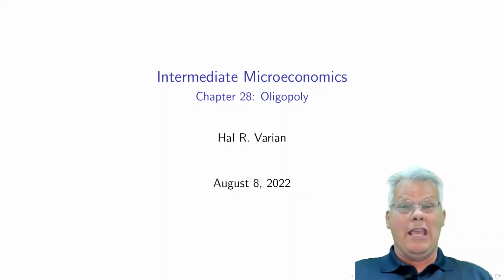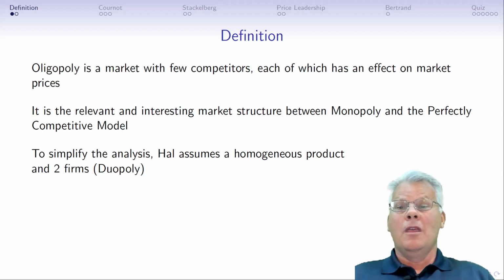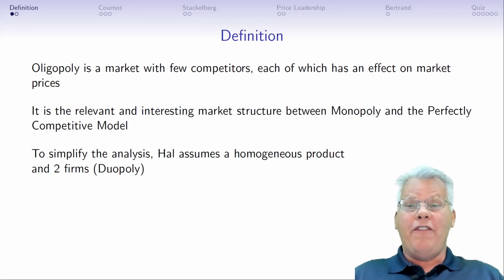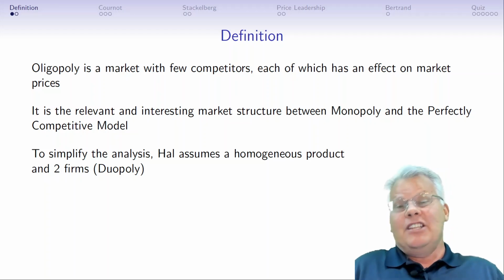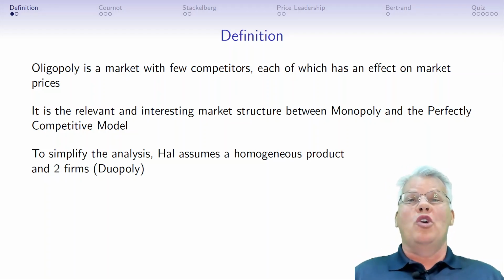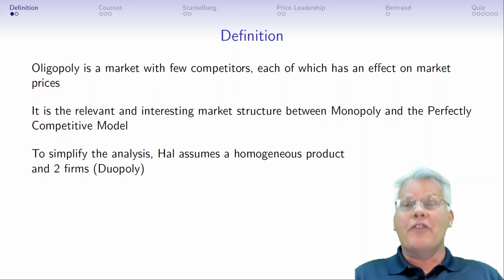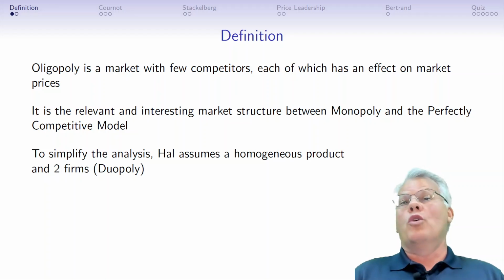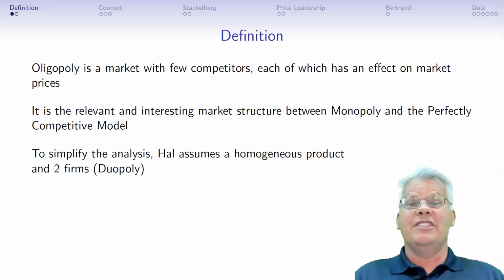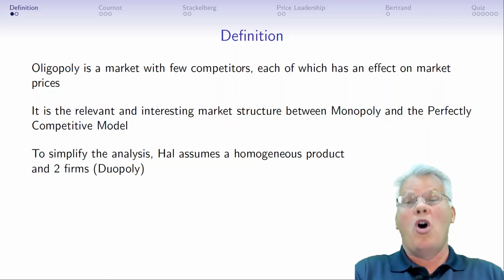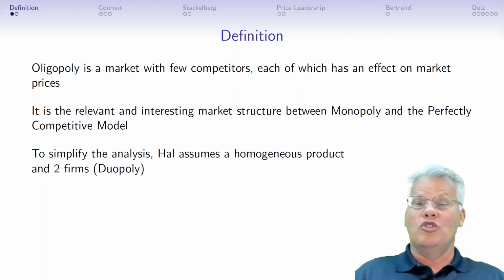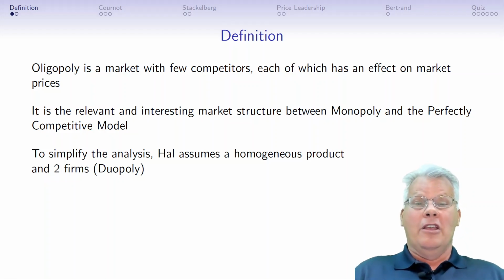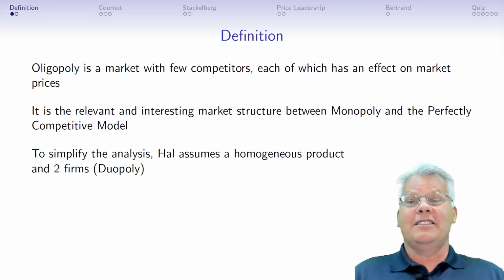Welcome to Chapter 28, Oligopoly. Oligopoly is a market with a few competitors, each of which has an effect on market prices. We've considered so far in this course the two polar opposites. We've considered the perfectly competitive market where there were a large number of buyers and sellers, each of which were too small to affect the marketplace.